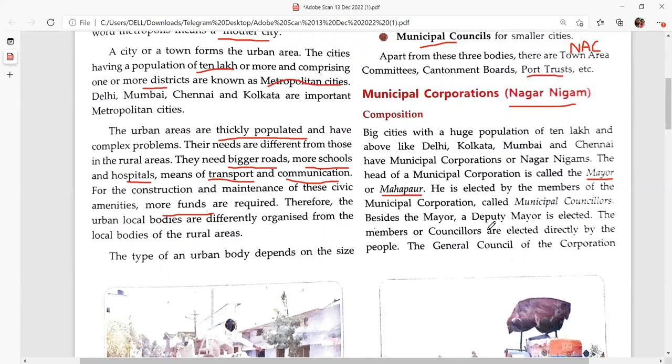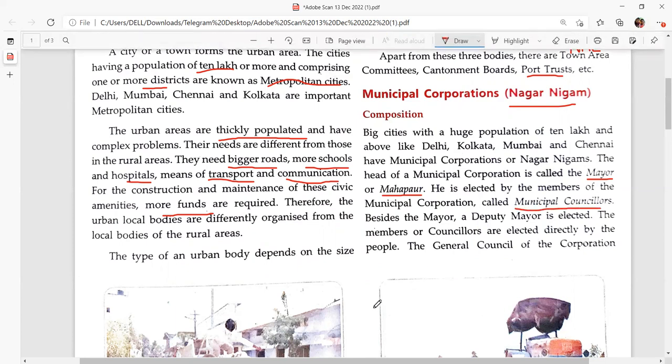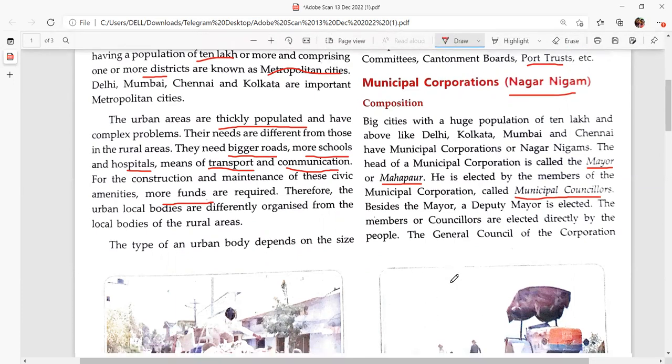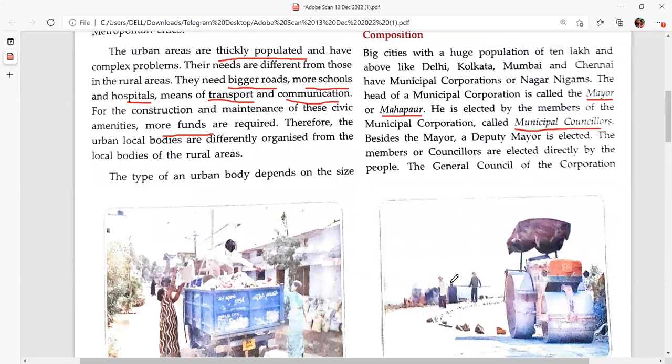How is the mayor elected? He is elected by the members of the municipal corporation, called municipal councillors. The people of the city elect the municipal councillors, and the municipal councillors elect their mayor. Samjho isko. The people of the city will elect their municipal councillors, and those councillors will elect their own mayor. Besides the mayor, the deputy mayor is also elected.